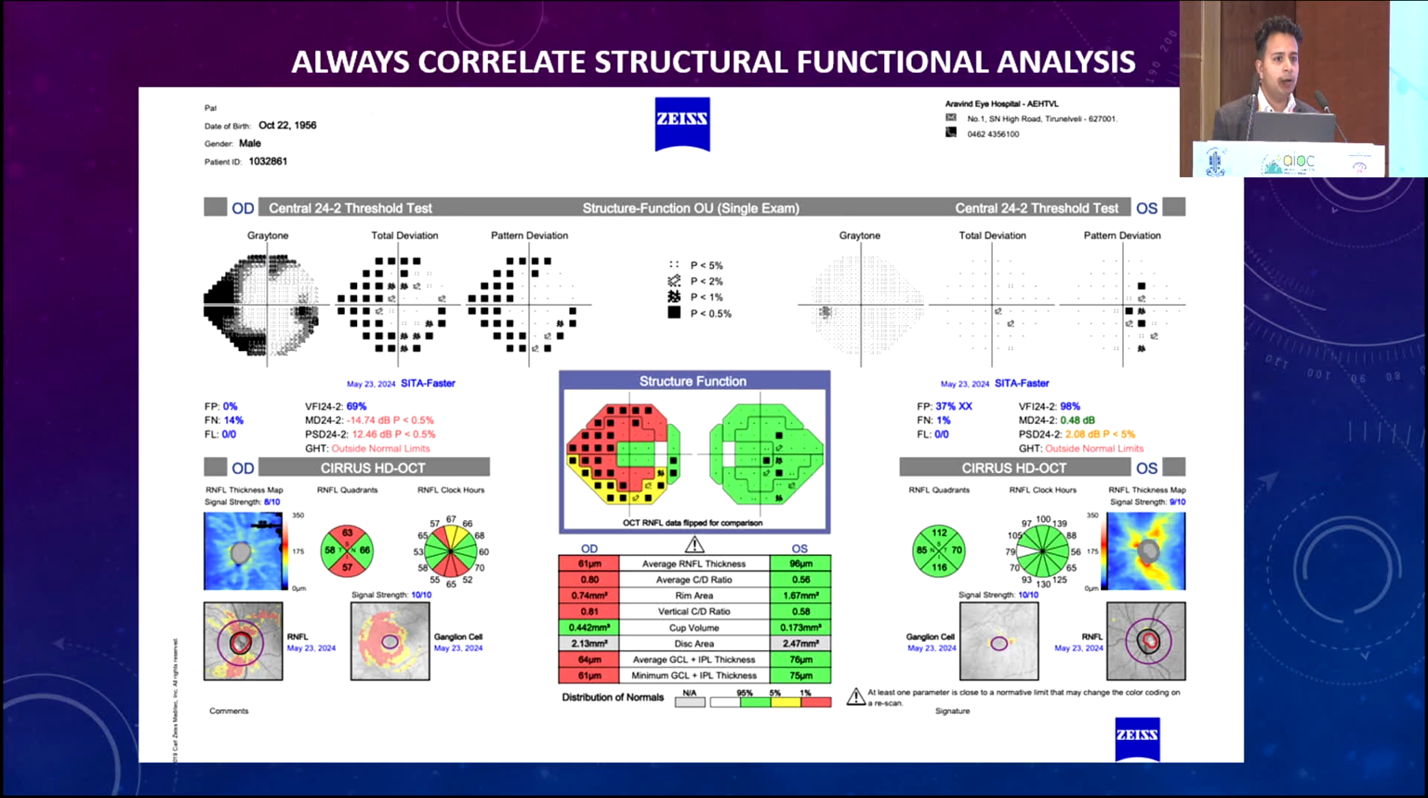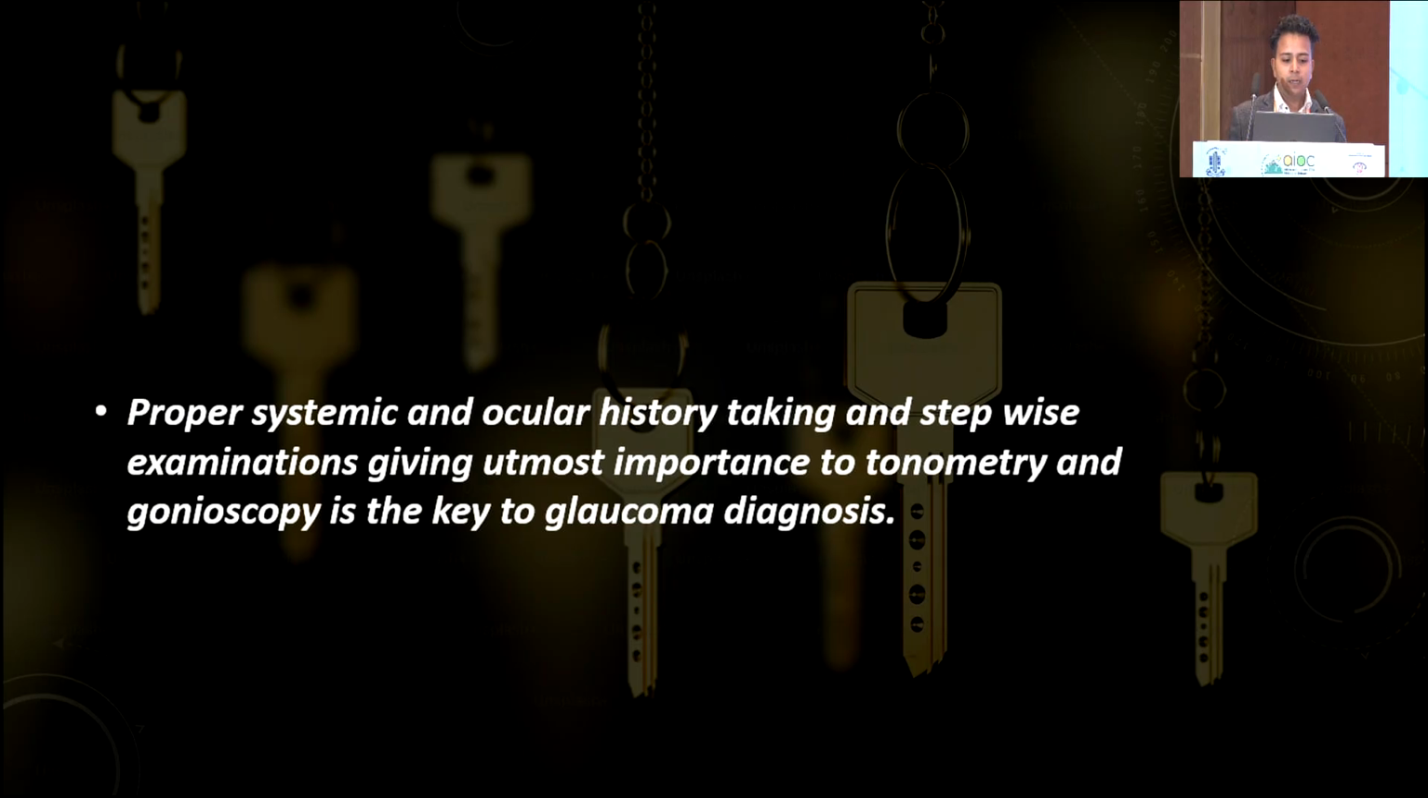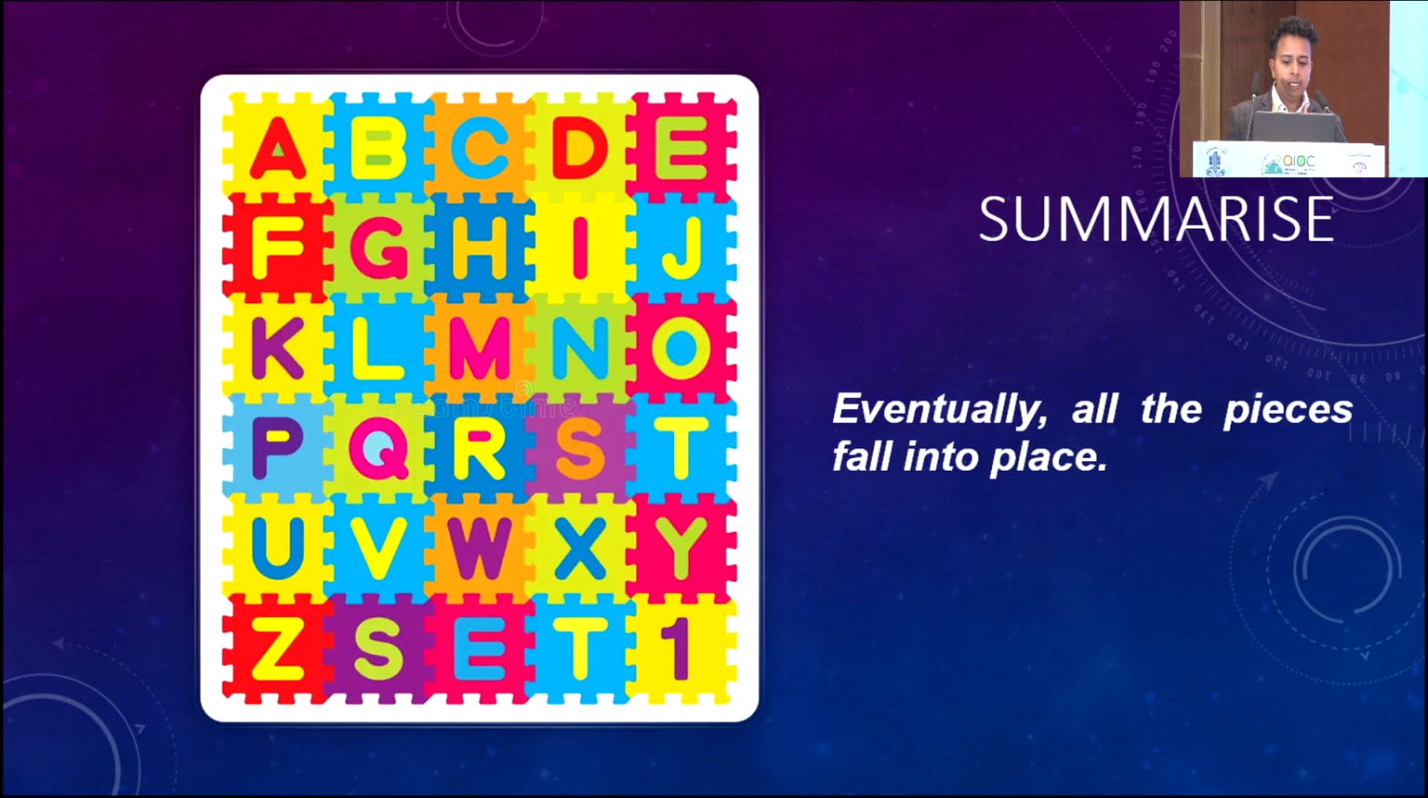Always correlate your investigational findings with what you have seen in the examination. So here is my ABCD of the glaucoma examination. A proper systemic and ocular history taking and stepwise examination, giving utmost importance to tonometry, and gonioscopy is the key to glaucoma diagnosis. To summarize, eventually all the pieces should fall into place.